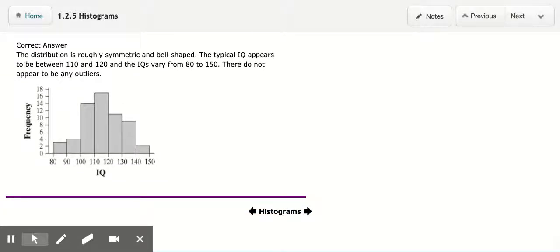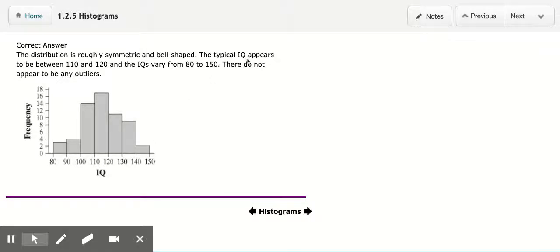So the distribution is roughly symmetric. Symmetric means that you could draw a line right down the middle, and both sides would be equal to each other, kind of like in geometry when they talked about the reflexive property, that one side reflects the other. It is bell-shaped, which means it has kind of a bell curve. You could have even said this is unimodal, which would have been a great idea.